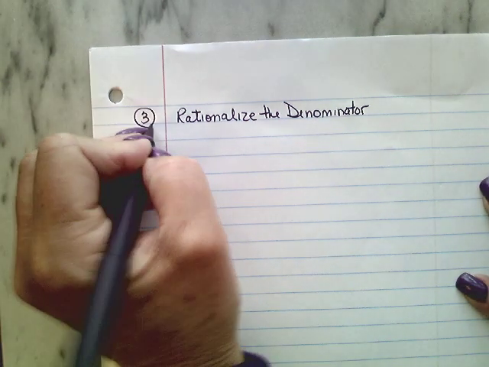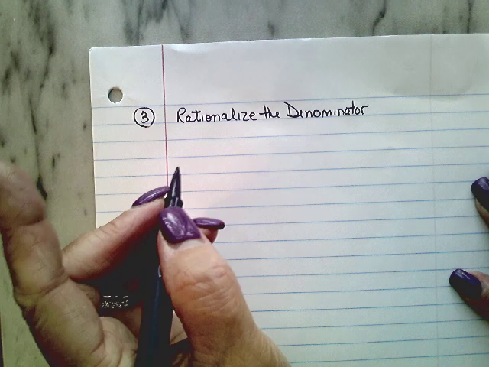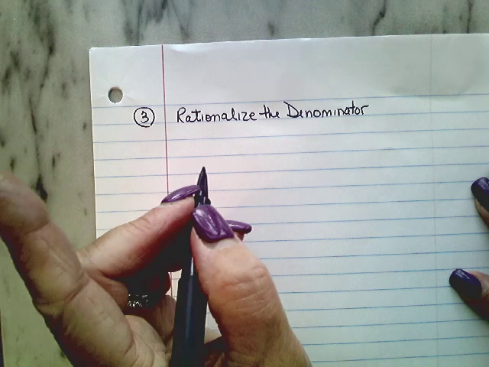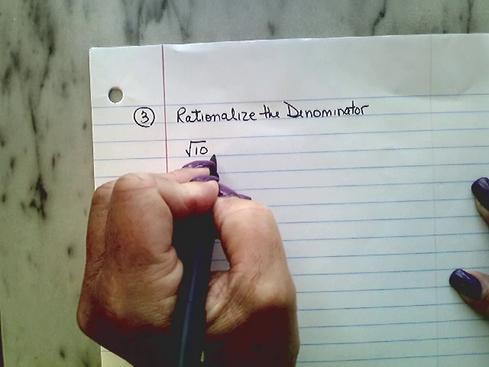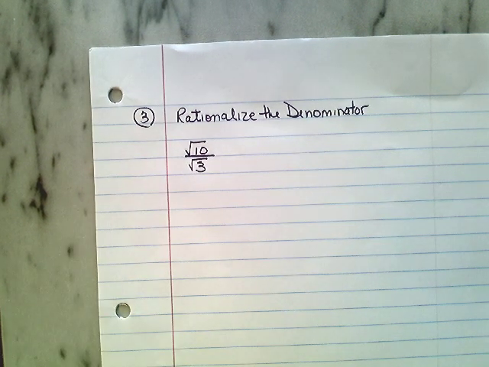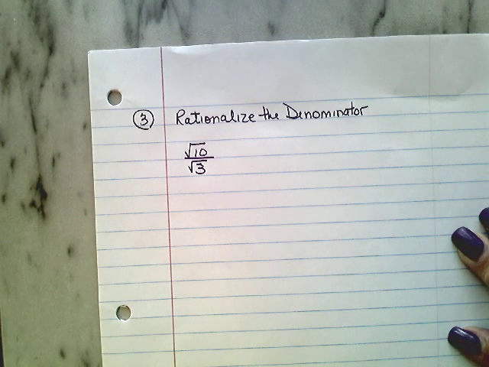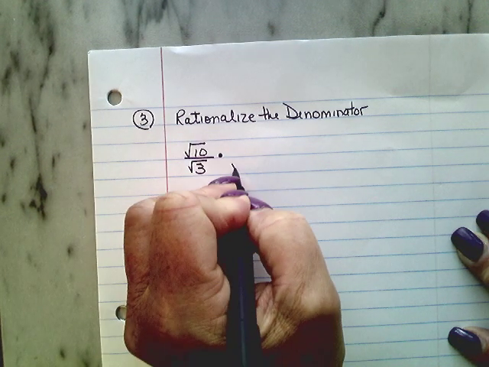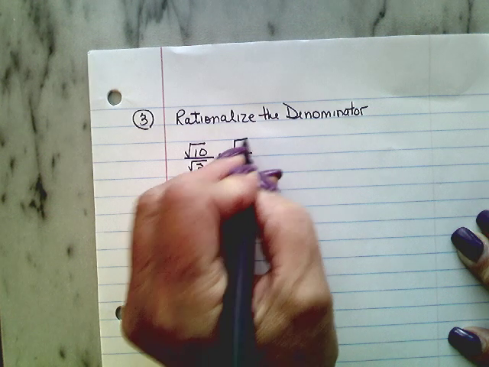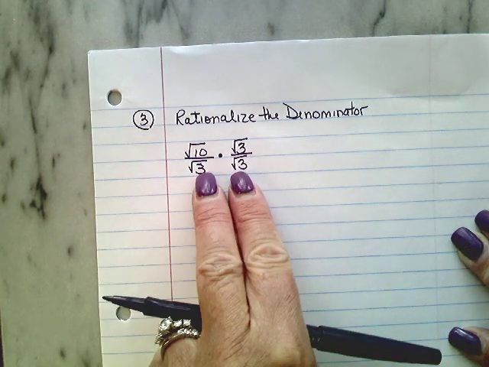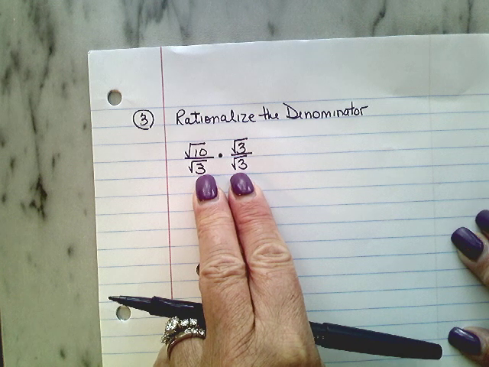All right. You can never, ever have a square root in the denominator. So if I have the square root of 10 over the square root of 3, I have to get rid of that square root of 3 in the denominator so that I can rationalize and I can simplify this fraction. Just like fractions, you want to multiply both the numerator and the denominator by the same number in order to change this and rationalize it. So I am going to multiply by the square root of 3 and the square root of 3. Because I know if I multiply these two together, I'm going to get a perfect square.